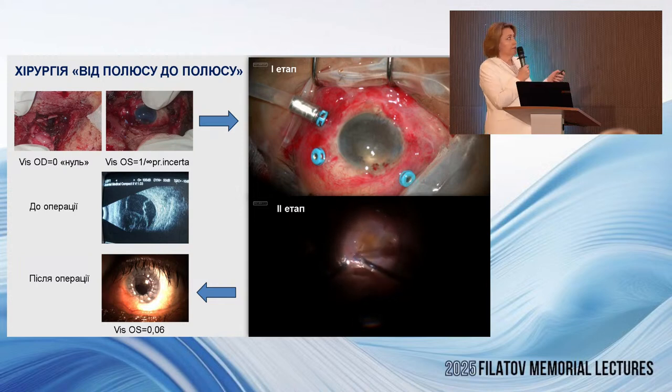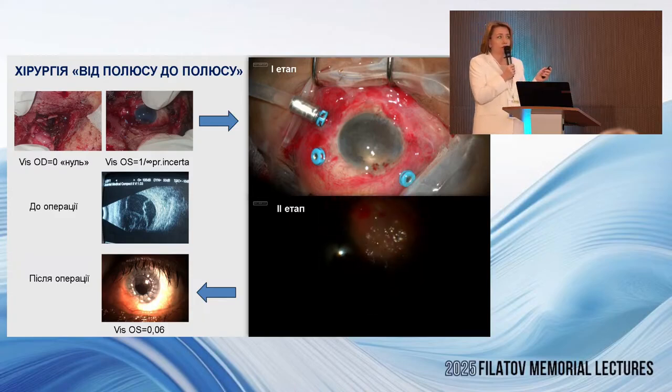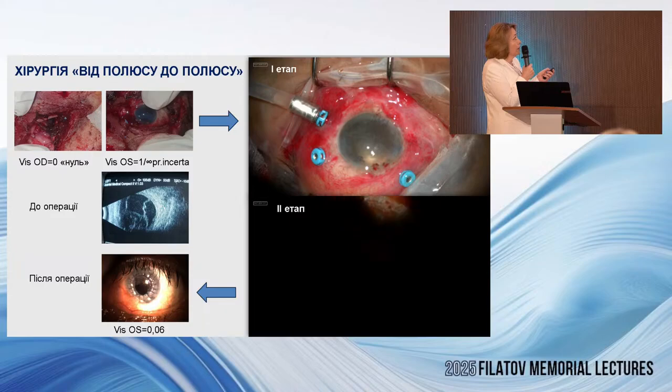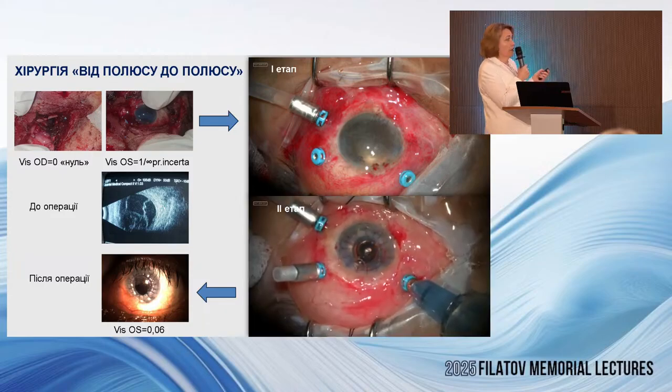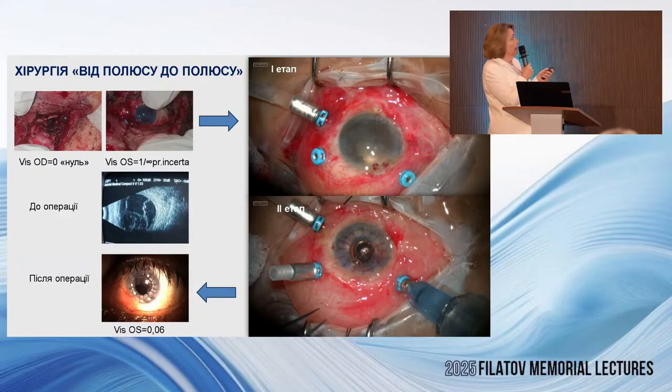This patient is a civilian. He arrived with zero vision acuity on the right eye. The eyeball was completely destroyed. At the previous stage, he was informed about this, but his left eye, with ciliochoroidal displacement and retinal displacement, was operated, and as of now, this patient has got vision acuity of 0.06.